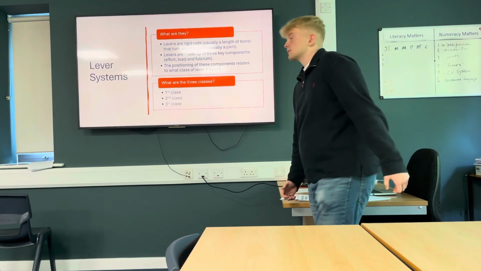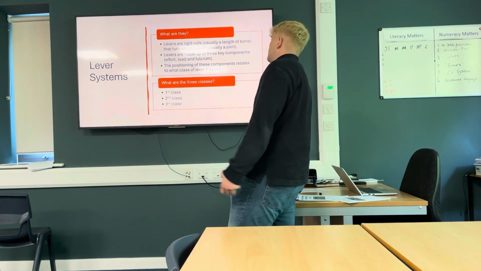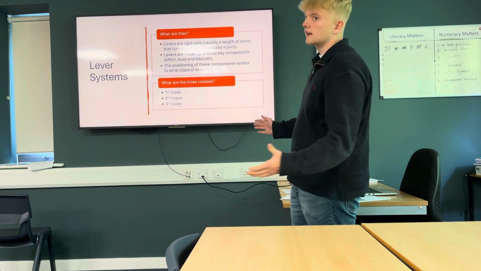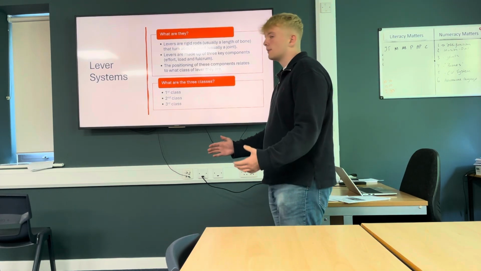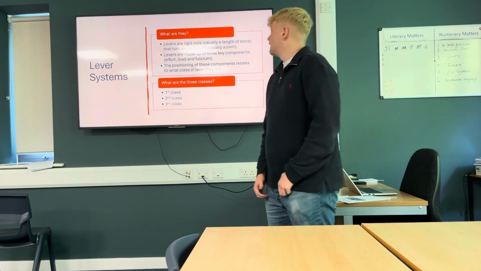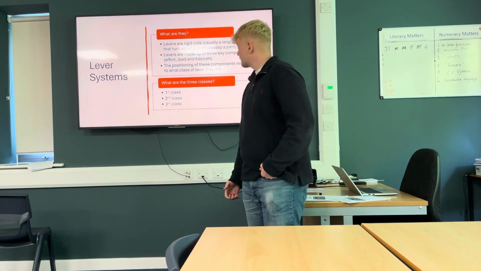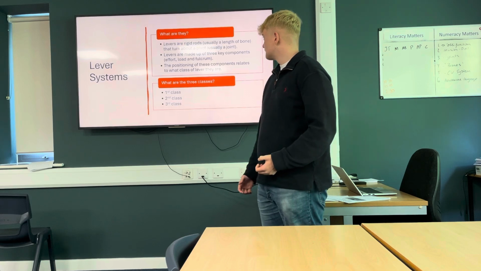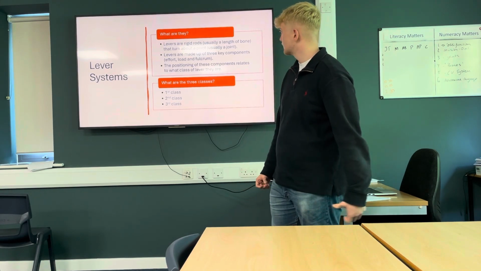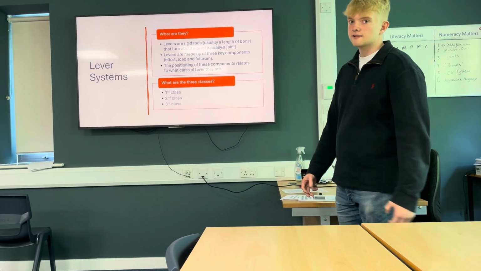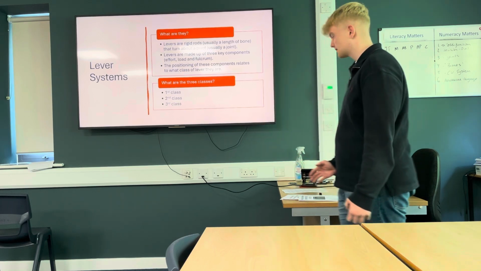So lever systems, what are they? They are rigid rods, usually a length of bone, that turn about a pivot, usually a joint. They are made up of three key components: the effort, the load, and the fulcrum. The positioning of these components relates to what class of lever they are. The three classes of lever are first class, second class, and third class.